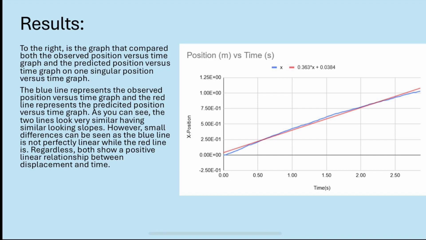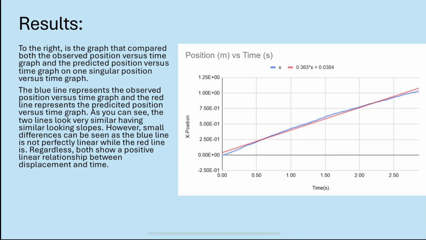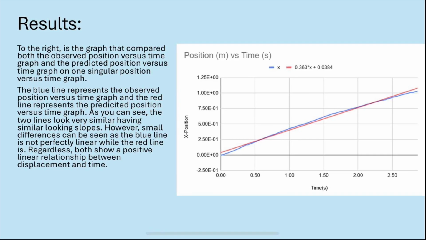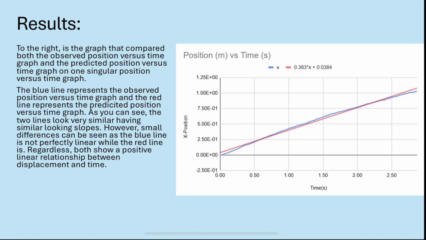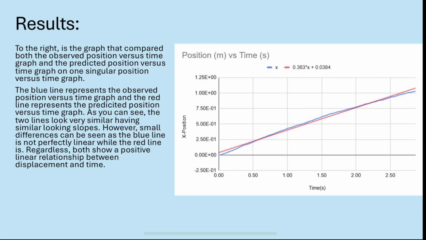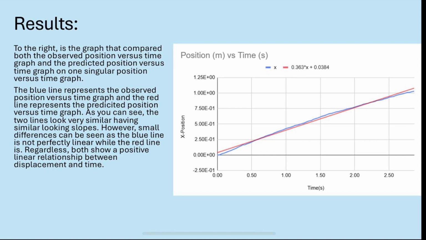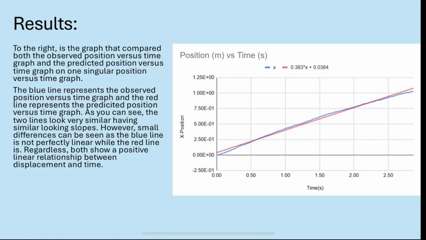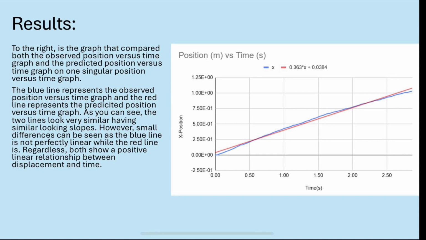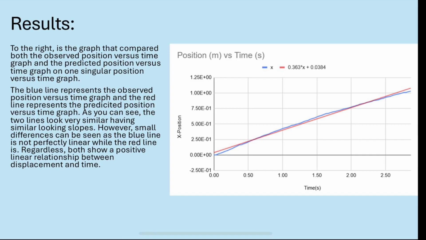The results of this lab, as you can see on the right, are the graph that compared both the observed position versus time graph and the predicted position versus time graph, put into a singular graph. The blue line represents the observed position versus time graph, and the red line represents the predicted position versus time graph. As you can see, the two lines look very similar, having similar looking slopes. However, small differences can be seen as the blue line is not perfectly linear while the red line is. Regardless, both show a positive linear relationship between displacement and time.